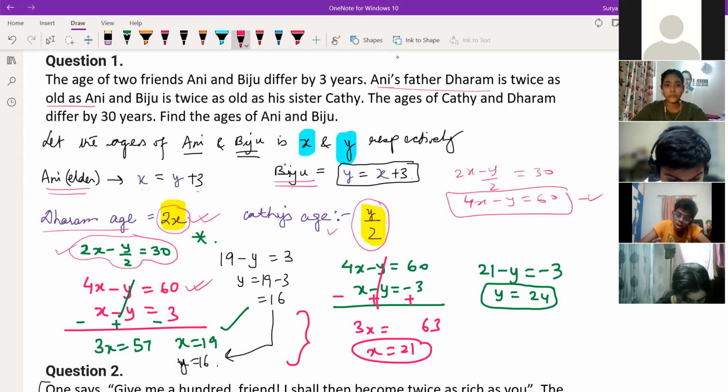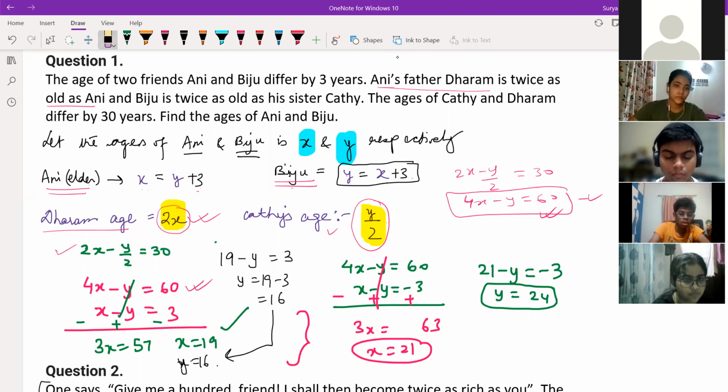So 4x minus y is equal to 60, and x minus y is equal to 3. Then how much do you get? X minus y is equal to 3, you can also write y minus x if we don't know which is greater, right? So as per both cases, you should go further. Either you write x minus y is equal to 3 or y minus x is equal to 3.